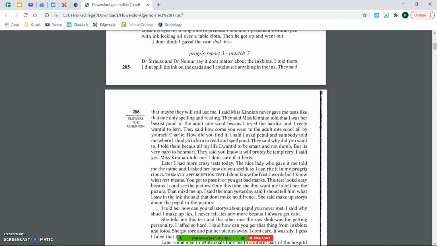They said, how come you went to adult night school all by yourself, Charlie? How did you find it? I said, I asked people and somebody told me where I should go to learn to read and spell good. They said, why did you want to? I told them because all my life I wanted to be smart and not dumb. But it's very hard to be smart. They said, it will probably be temporary. I said, yes. Miss Kinnian told me, I don't care if it hurts.